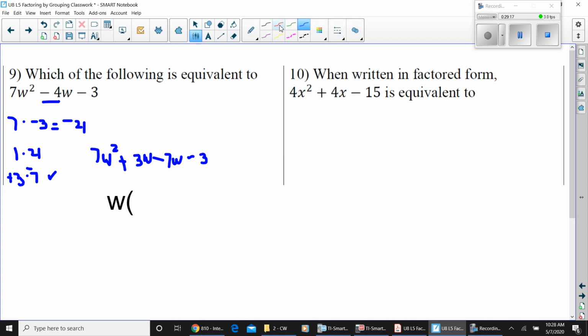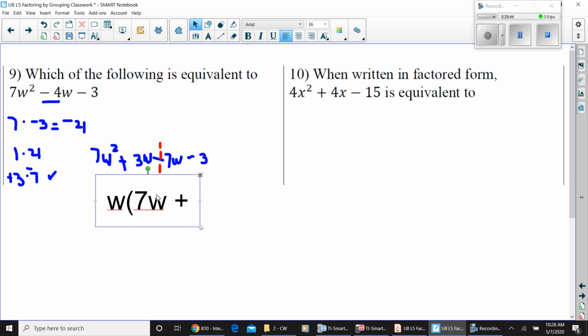Let me see what I'm doing here. So I just wanted to make sure you understand that I am just getting the greatest common factor of these first 2 terms, and then I'll get the greatest common factor of these 2 terms here. So w is the greatest common factor between 7w squared and 3w. So what times w equals 7w squared? 7w. And then what times w equals 3w? And that's just 3.